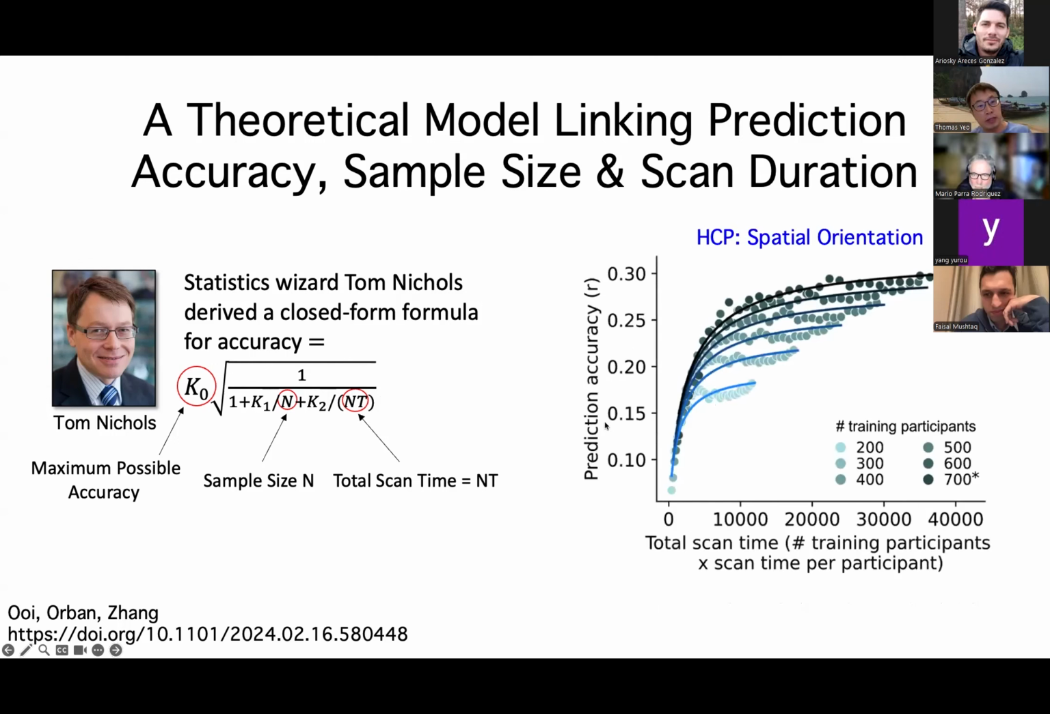And the good news is that this model can explain empirical prediction accuracy really well. Here, I'm showing you an example phenotype in the Human Connectome Project, spatial orientation. The blue curves correspond to Tom's theoretical model. Basically, when the fMRI scan time is short, the 1 over NT term dominates the 1 over N term. So scan time and sample size are roughly interchangeable. Now, because of the 1 over N term, as scan time becomes big, this 1 over N term starts to win over the 1 over NT term. So eventually, sample size becomes more and more important relative to scan duration.